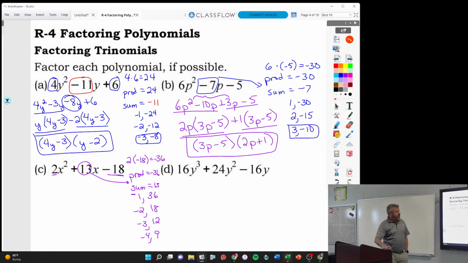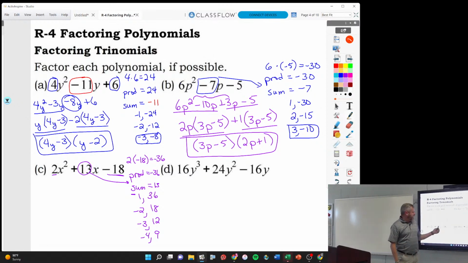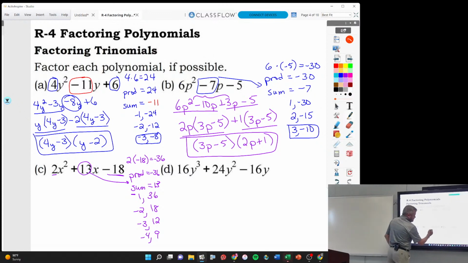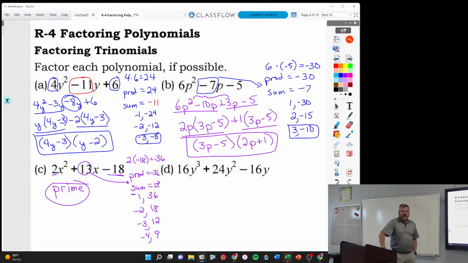There are no two numbers that I can multiply together and get negative 36, but when I add them together, I get that middle term of 13. So because this is not possible, we would actually say that this guy is prime, meaning it does not factor. Kind of like the number 17. The only way to get 17 is 1 times 17. There's no other way. So 17 is prime, okay? So we can have prime polynomials just like we have prime numbers.